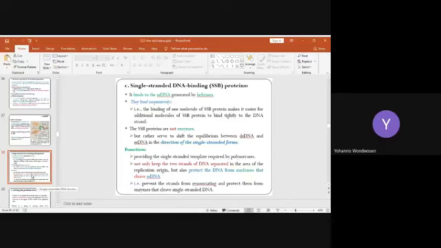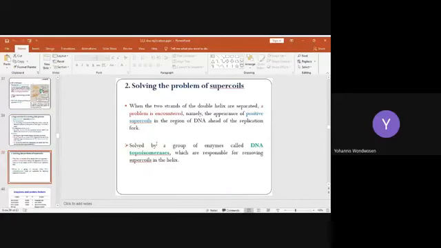So after the replication process, this single strand binding protein will help for the reassociation of the proteins. Rather than that, during this process, the supercoiling should also be solved, because supercoiling has its own effect for the coiling.